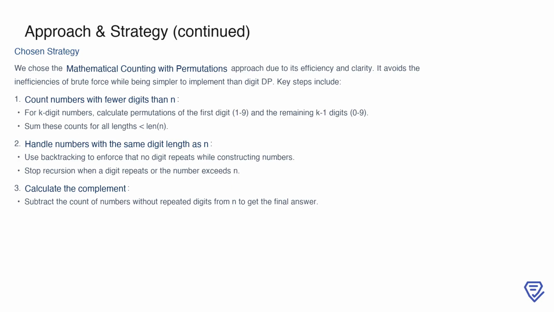Finally, to solve the original problem, we calculate the complement. By subtracting the count of numbers without repeated digits from the total numbers up to n, we obtain the count of numbers with at least one repeated digit. This step ties the entire approach together and provides the desired result efficiently.